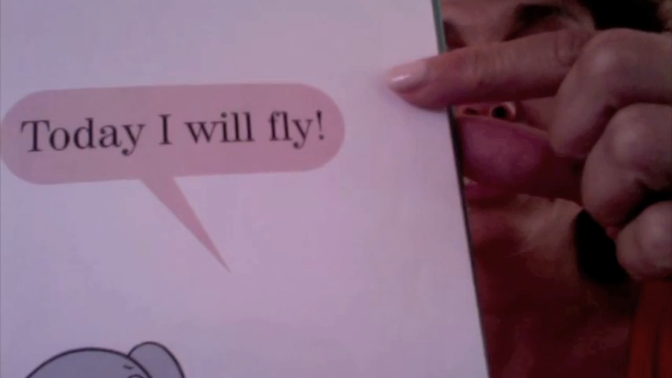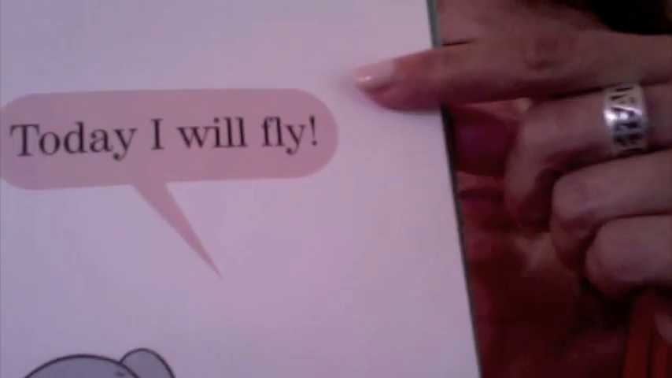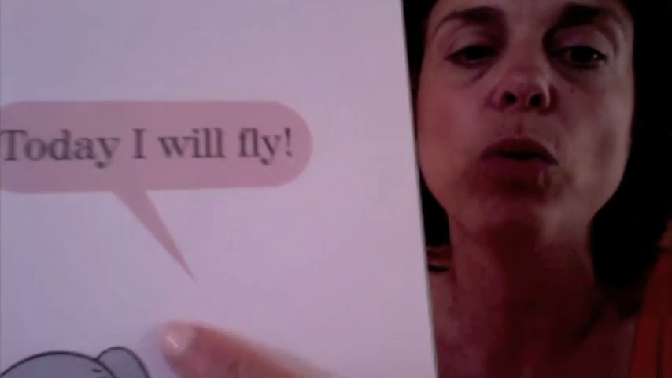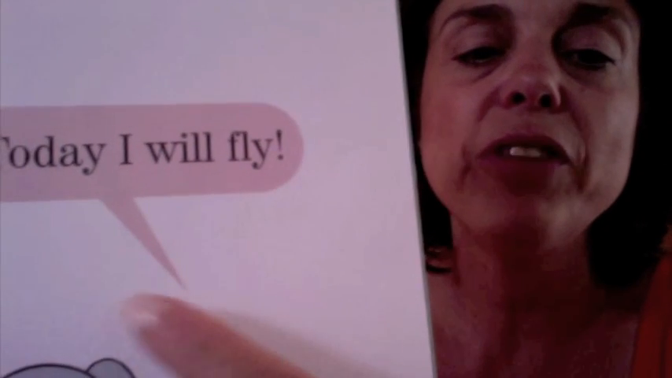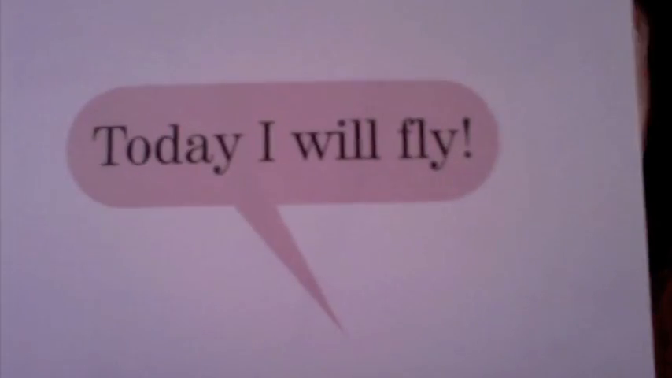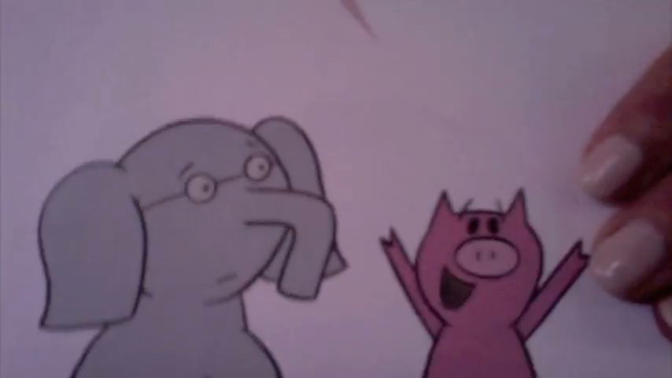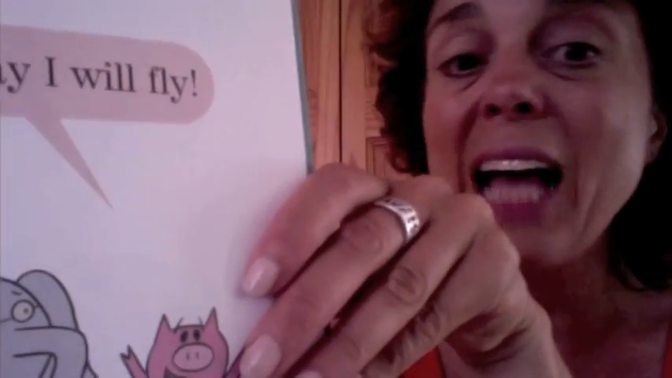There's always different types of conventions. We call, it's a fancy word for the grammar that we use. If you notice how this book is printed, it's a speaking bubble. We can tell it's a speaking bubble because it comes down into a point right here. If there's little circles, we call those thinking bubbles. So that's something you want to say, is this a speaking bubble or a thinking bubble? So it starts out, today I will fly.